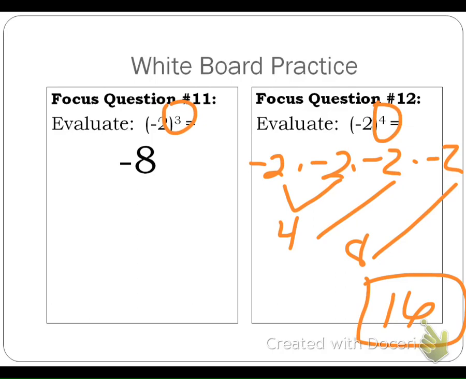If you're taking a negative number to an odd power, your answer will always be negative. If you're taking a negative number to an even power, your answer will always be positive. But be careful, that's only if there are parentheses around the number with the negative sign. So let me show you the difference.